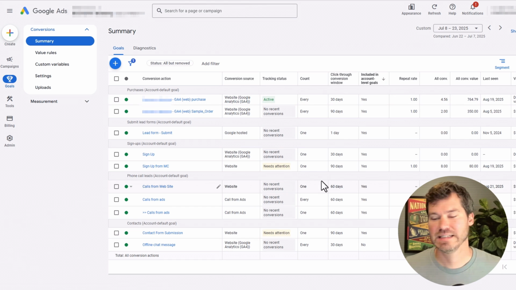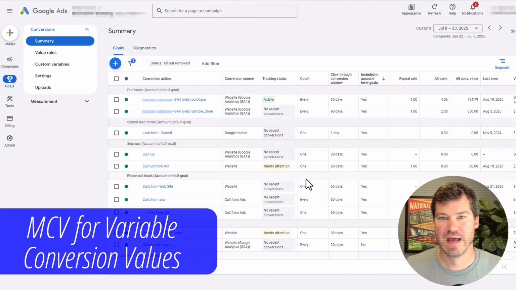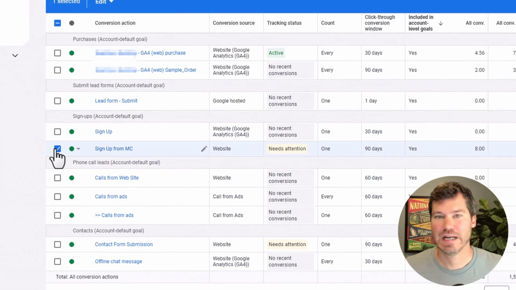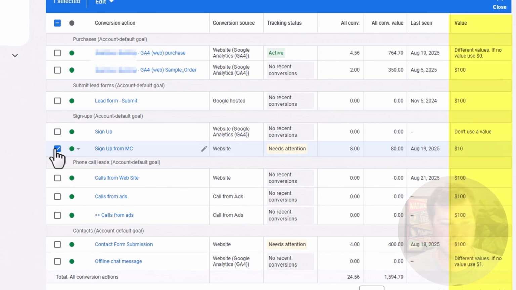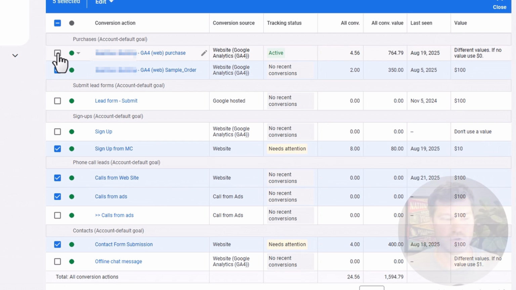And then the second example of when I would use maximize conversion value is also present in this account. It's when we have differing values of conversions. And this can happen without e-commerce sales. For example, on this account, we have lead forms being submitted. I get signups to a newsletter that have some value. I have phone calls. I have contact form submissions. And then I have sample orders, which is e-commerce, but it's also like a lead, someone purchasing a sample of the product. And then I have purchases. So again, that's going back to e-commerce.